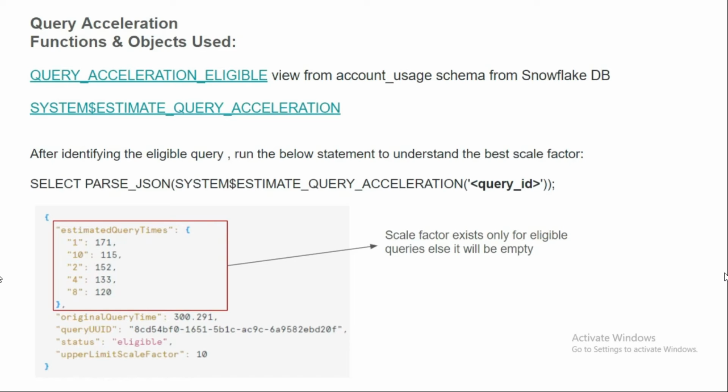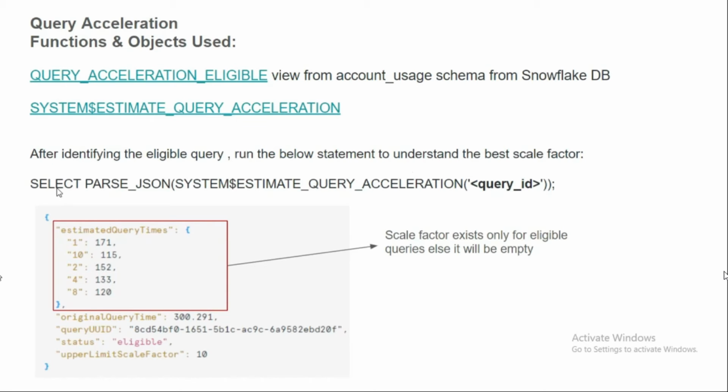To understand which queries are using the query acceleration parameter, we can run a query on the view called query acceleration eligible view from the account usage schema of the Snowflake inbound database. By running this view, we will get to know the list of queries which are using this query acceleration parameter effectively. Consider there is one query which we identified from the query acceleration view that is using the query acceleration parameter effectively to get the result faster.